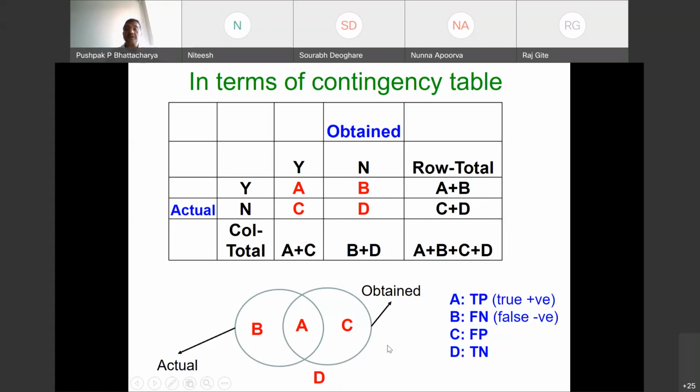So we can also discuss this in terms of the contingency table. The contingency table is a nice instrument to discuss agreement between actual and obtained, which is also the confusion matrix. The actual conceptual space is compared with the obtained conceptual space. The contingency table in this case is called the confusion matrix.